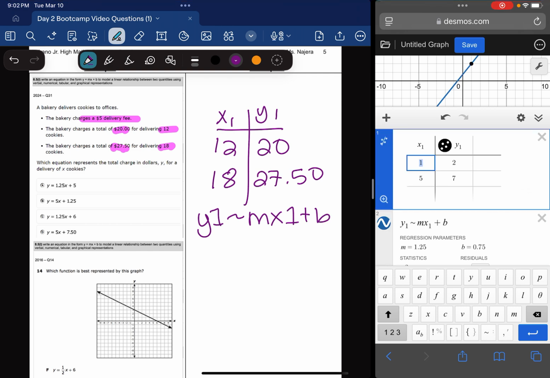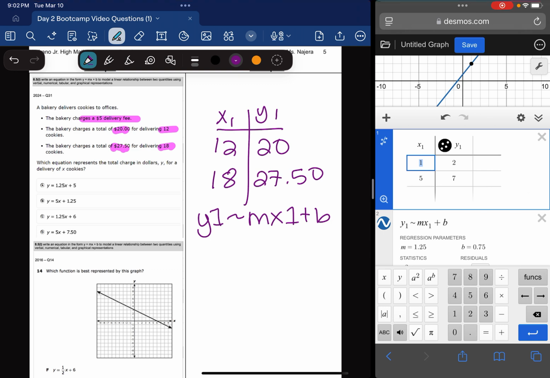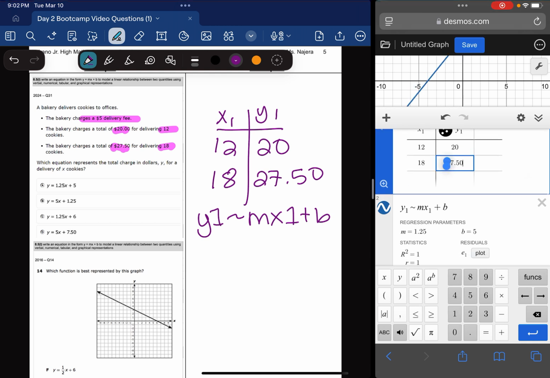So here I would have 12, 20, 18, 27.50. And that gives me a slope of 1.25 and a y-intercept of 5. This 5 is the $5 delivery fee that you see here.